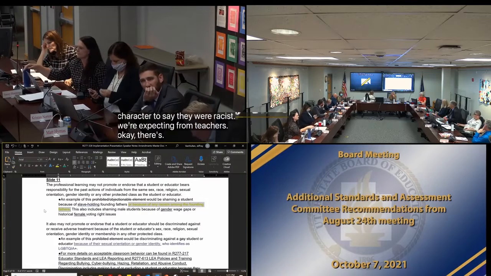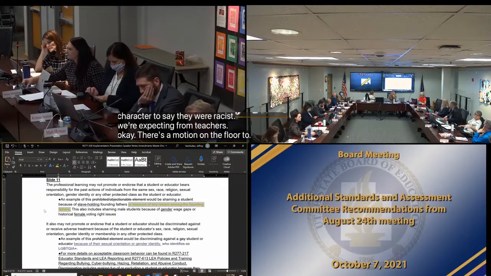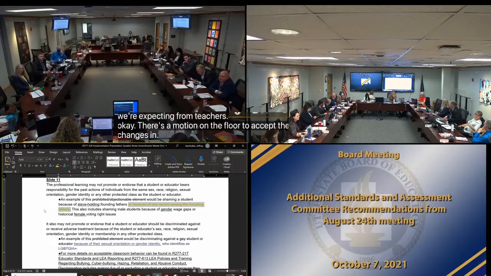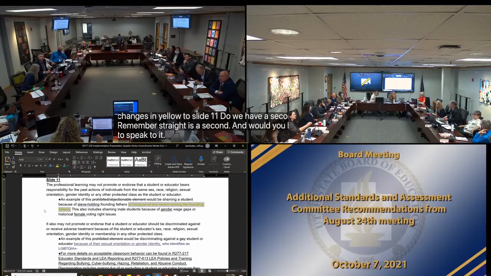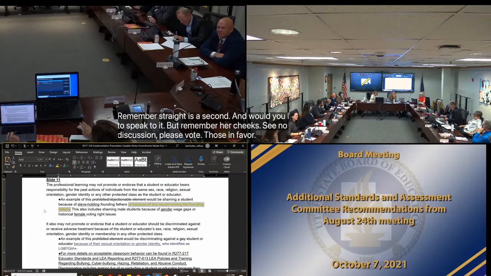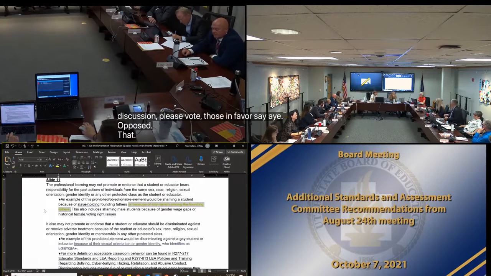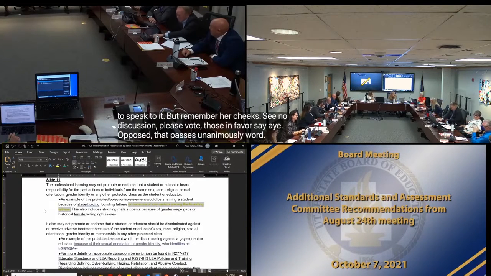Okay, there's a motion on the floor to accept the changes in yellow to slide 11. Do we have a second? Board Member Straight is a second. And would you like to speak to it, Board Member Hutchings? Seeing no discussion, please vote. Those in favor say aye. Aye. Those opposed? That passes unanimously. Board Member Earl?